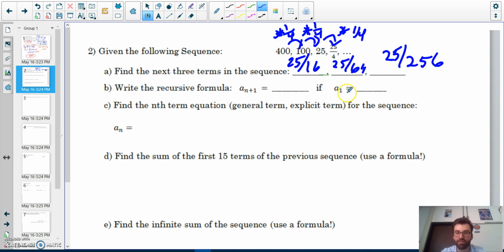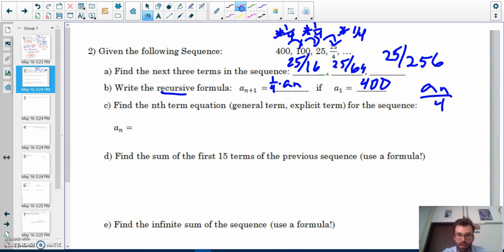Okay? My first term, 400. Recursive, remember, I'm using the previous term to help me find my next term. So my previous term is a sub n. You can write this two ways: as 1/4 times a sub n, or as a sub n over 4. We would accept either one. But if I do it like this, it's going to help me find my nth term equation.